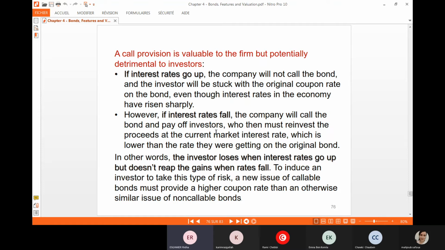In other words, the investor loses when interest rates go up, but doesn't reap the gain when rates fall. Well, in all the cases we find that in callable bonds the company is the one that profits. This option helps the company and works in the company's interest. Okay.